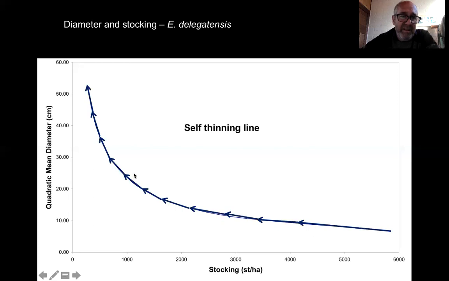The exact same thing happens if we plant a plantation. If you plant 1,000 trees per hectare of this species, it'll grow quite well until they reach about 25 centimeters in diameter, but then it'll reach the natural limit for that species, and it will then follow a self-thinning line itself. Trees will die in the plantations through competition.